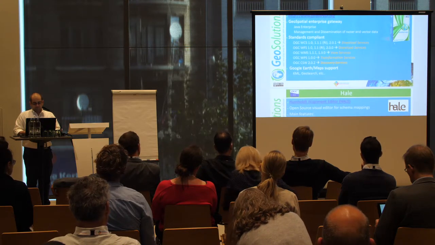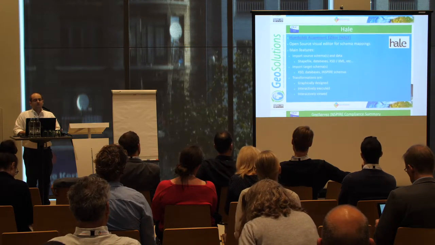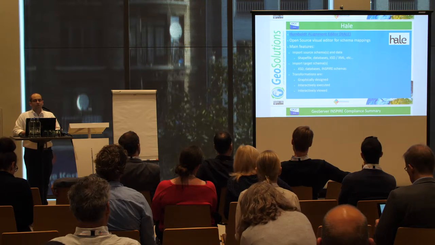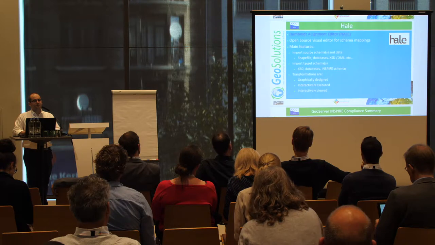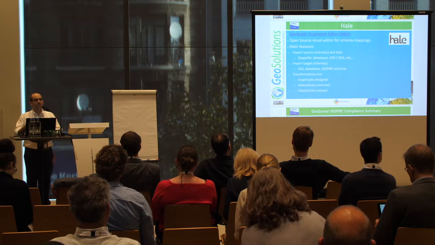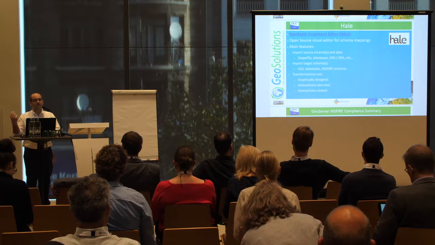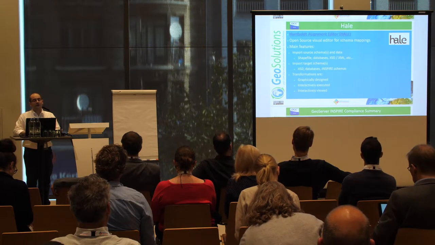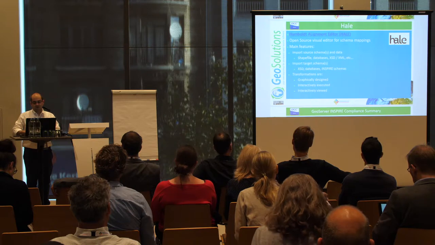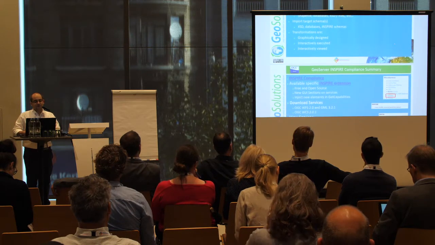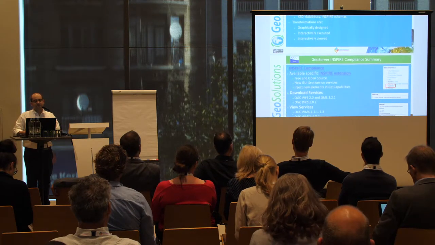So then we have HALE. HALE enters here to help us define the alignment. You have a data store, like a relational database, PostGIS, for example. Then you have the target GML schema. And HALE comes in the middle to allow you to define the mappings between them. In the next slides, I will explain this in more detail.